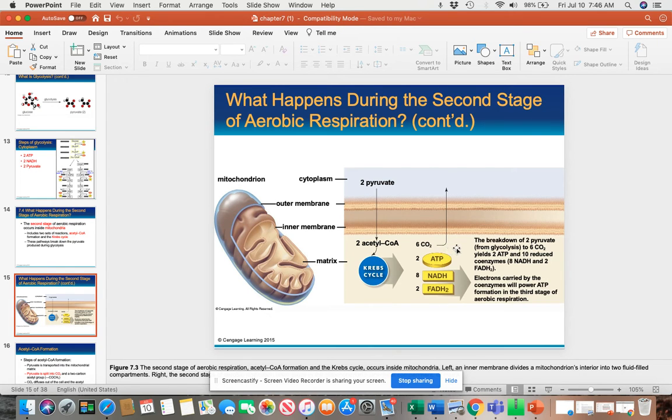once again, carbon dioxide is used here. You also produce 2 electron carriers, NADH and FADH2. These carry electrons to the third stage, and a net ATP production of 2. This takes place in the Krebs cycle and occurs in the matrix or in the inner part of mitochondria.